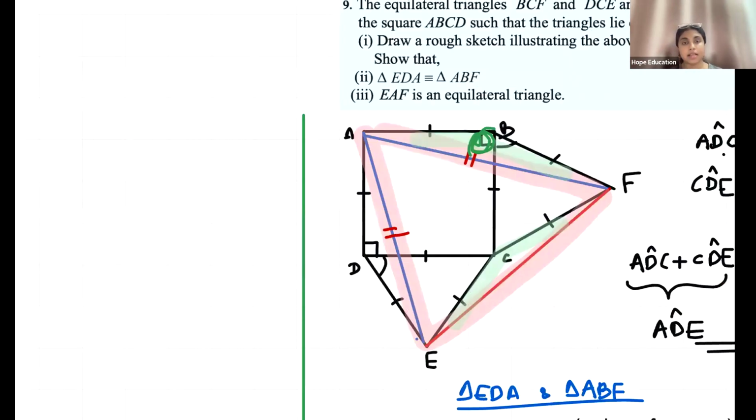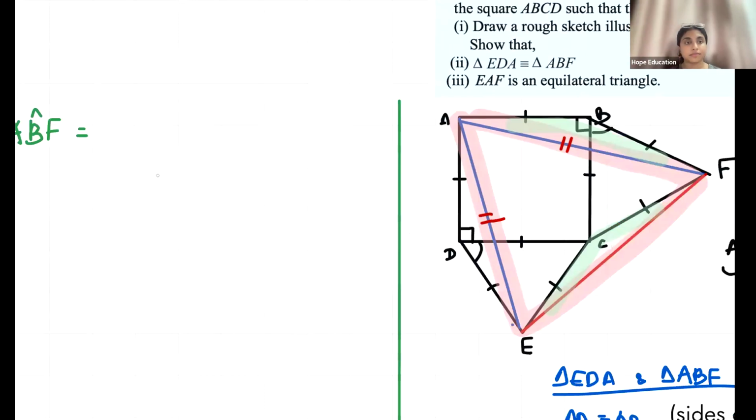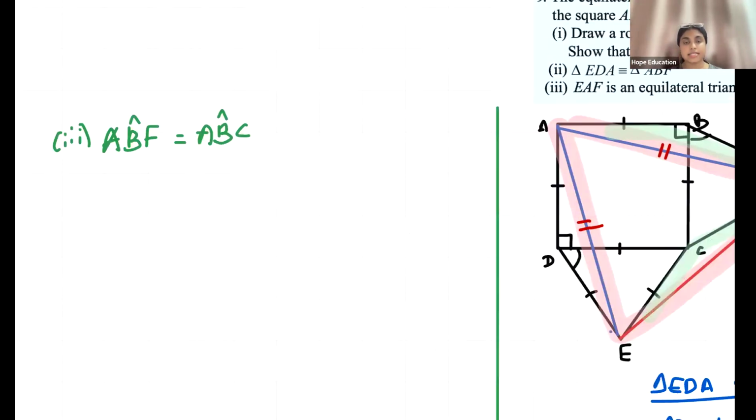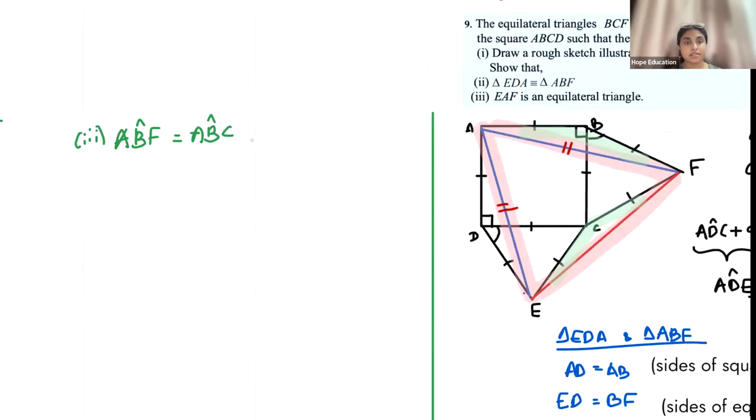ABC plus, one second, let me make the board a little bigger, CBF. And we know ABC, as we can see, is 90 degrees. CBF is 60 degrees. So 90 plus 60 is 150. All right, that angle is 150, no problem. Let's check this one, ECF.